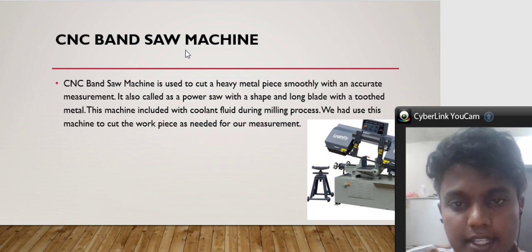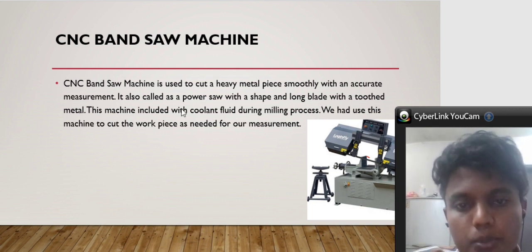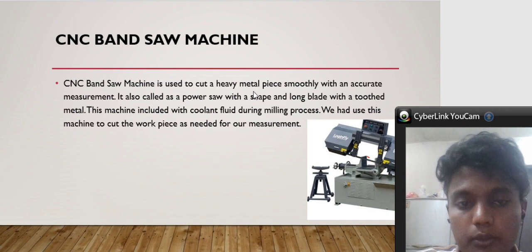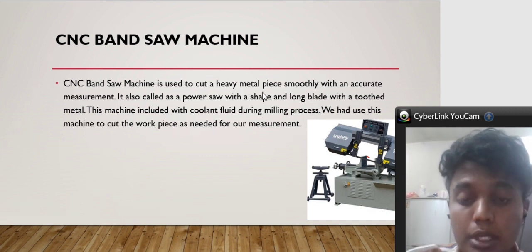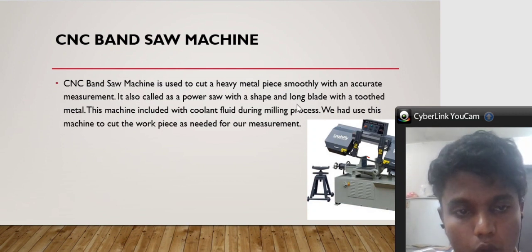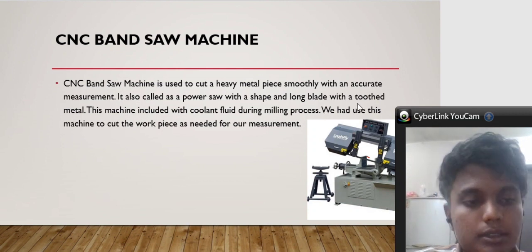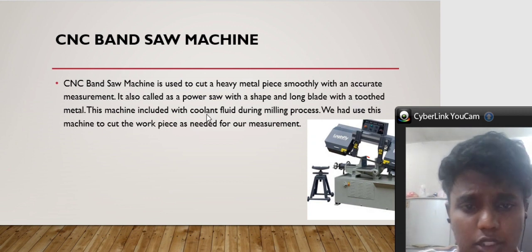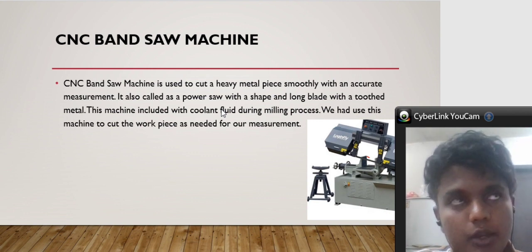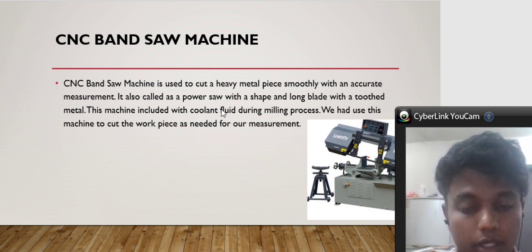First of all, the CNC band saw machine. The CNC band saw machine is used to cut heavy metal pieces, rods, aluminium or big metal pieces smoothly and with accurate measurement. It is also called a power saw, with a big shape and a long blade with metal teeth. This machine includes coolant fluid during the cutting process. We had to use this machine to cut our workpiece, which is aluminium, into a rectangle shape as needed for our measurement.